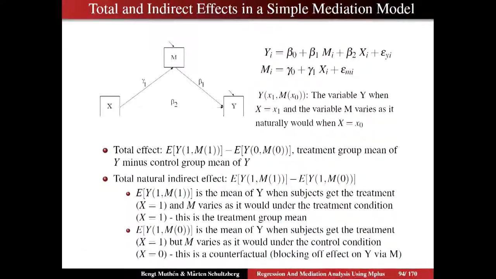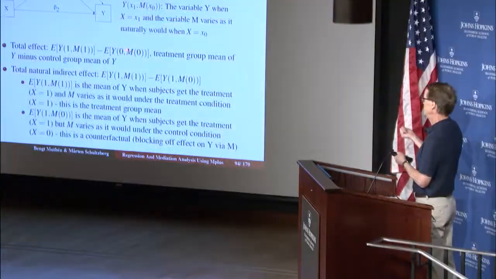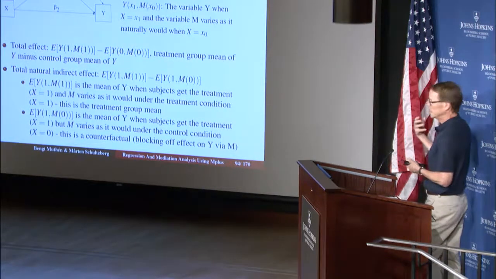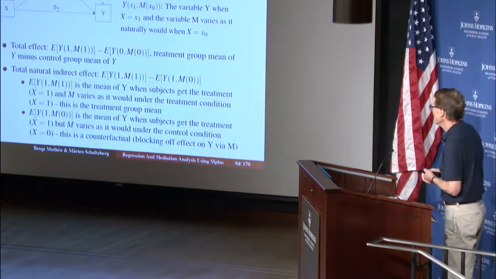Now the total effect, that has 1, 1 compared to 0, 0. So this is the treatment group mean. M varies as it would under treatment, and we are considering a person under treatment. And this is, X is control, and M varies under control. So it is the control group mean. So you can say this is a treatment group mean minus control group mean. That's a simple total effect, right?